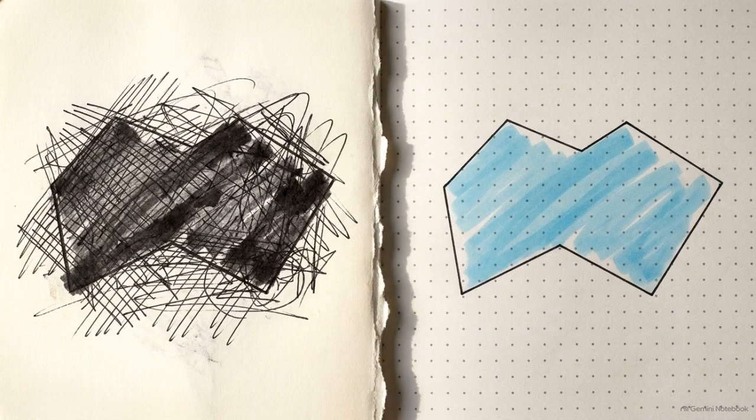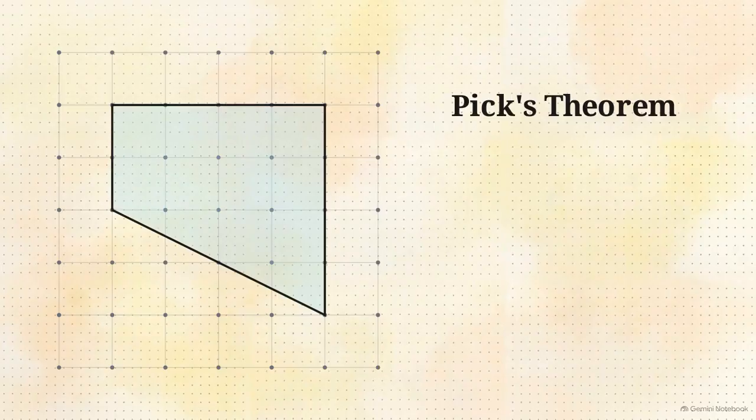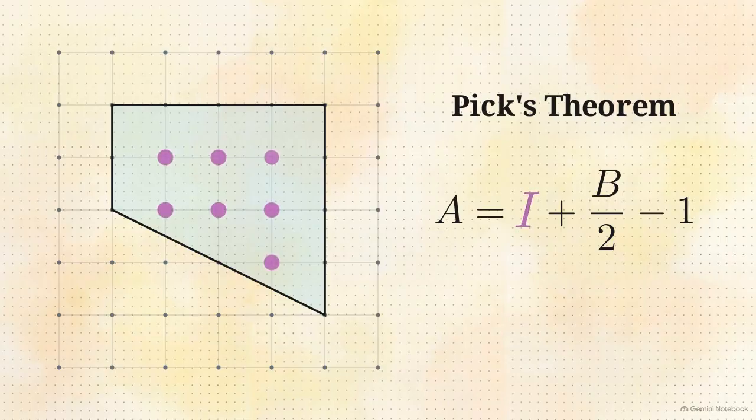Is there a way to solve this area problem without relying on geometric slicing and subtraction? Pick's theorem offers an alternative, finding area by counting dots using this formula. Area equals I plus B divided by 2 minus 1. I represents the interior points strictly inside the shape. B represents boundary points falling exactly on the perimeter edges.